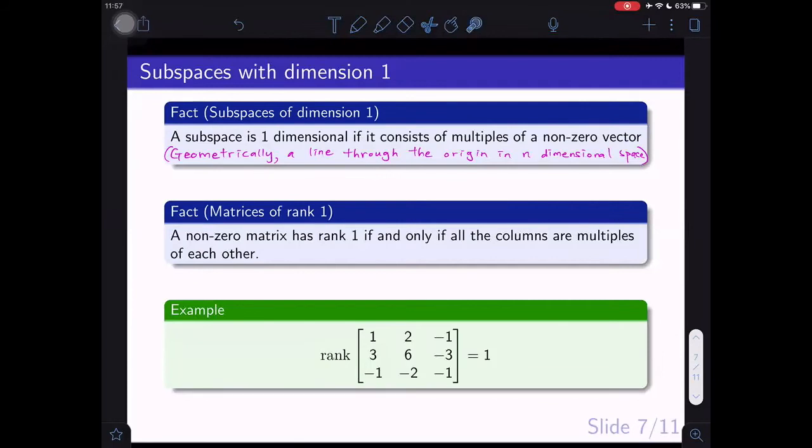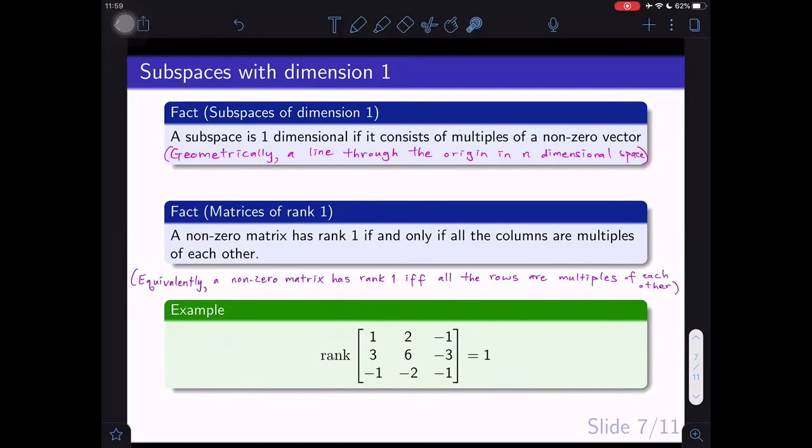As for matrices of rank 1, here is a fact which you might have noticed earlier. A non-zero matrix has rank 1 if and only if all the columns are multiples of each other. Equivalently, a non-zero matrix has rank 1 if and only if all the rows are multiples of each other. This is because rank is preserved under transpose.